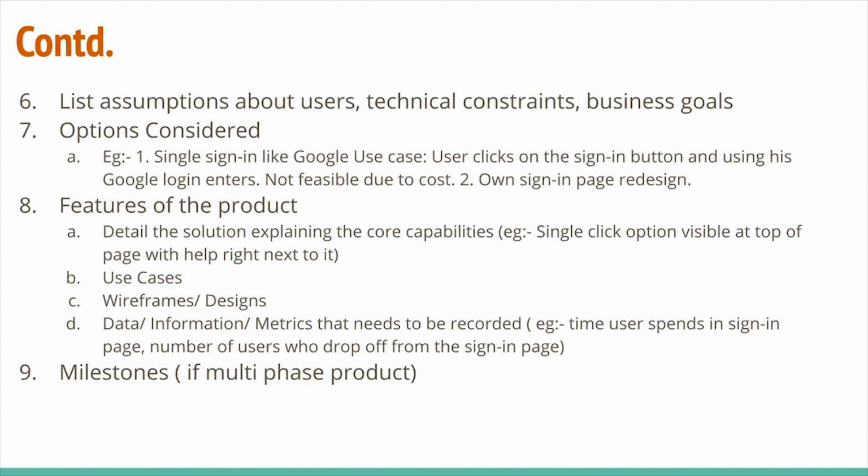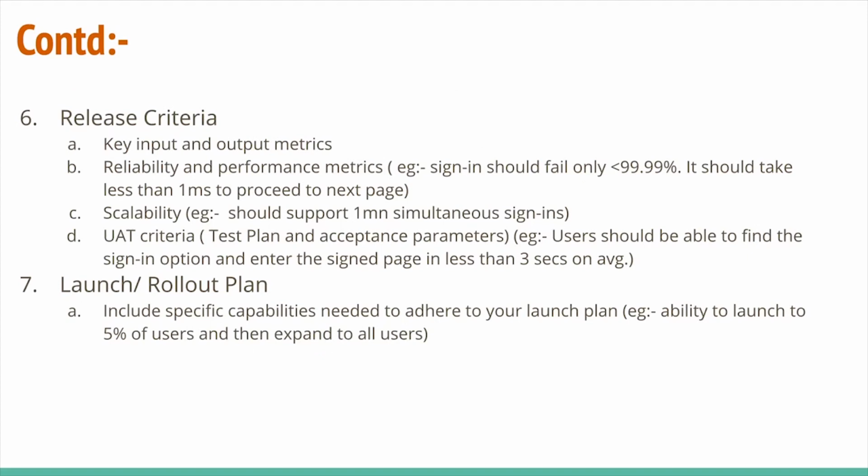And once this section is completed, you can also add any capabilities needed to enable your particular launch plan here. Post that, you talk about your milestones, your release criteria, which talks about all the conditions that have to be met before the product can be released to the outside world. This becomes a check for the testing teams to know that they have to make sure that all of these have to be met. And finally, your rollout plan, so that all the teams can plan accordingly.